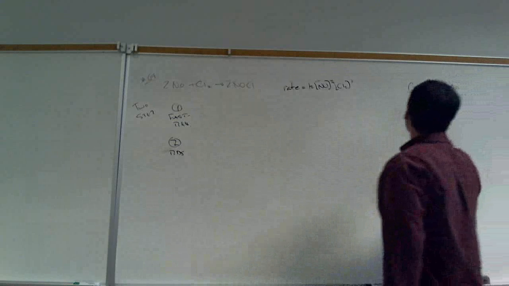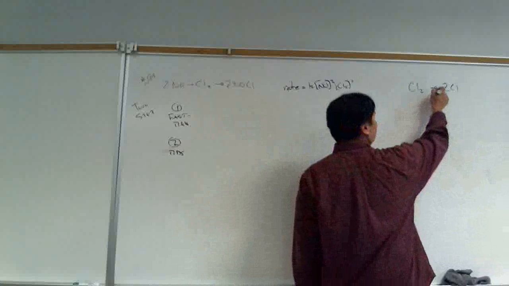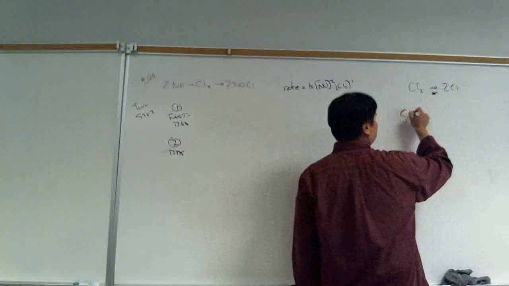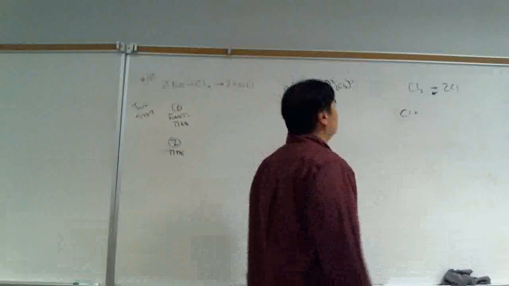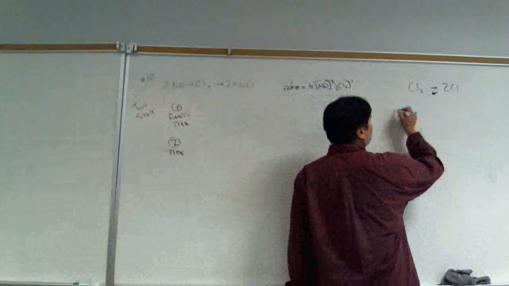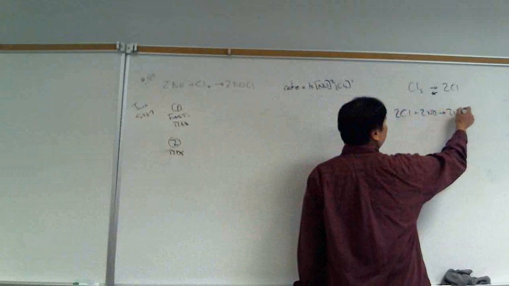It's fast reversible. Fast, I don't know how fast. It depends on what the population there is. But the next step would be Cl plus Cl plus 2NO, or wait, 2Cl plus 2NO yields 2NOCl.